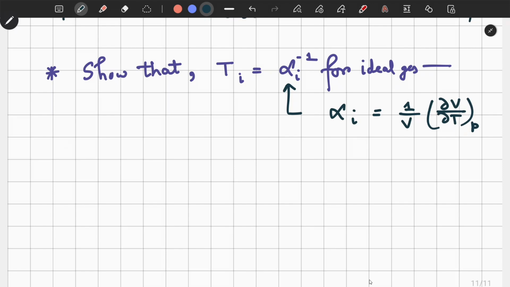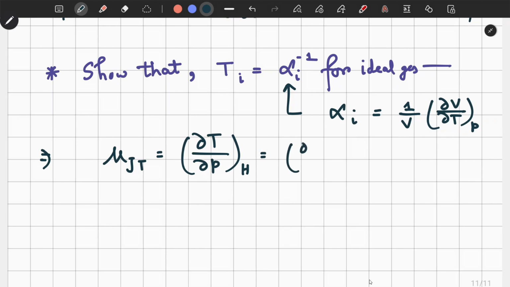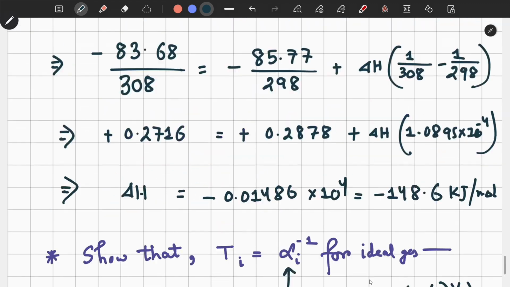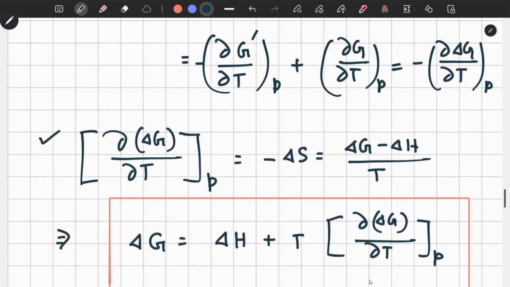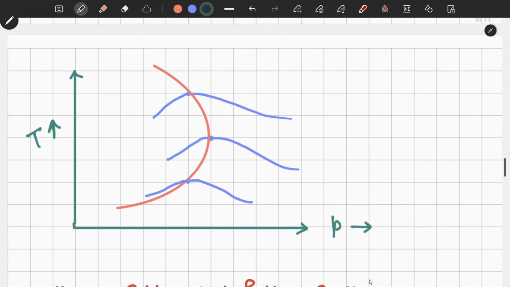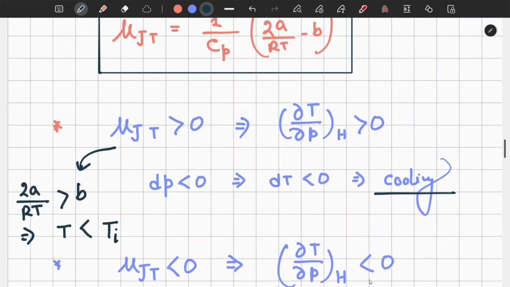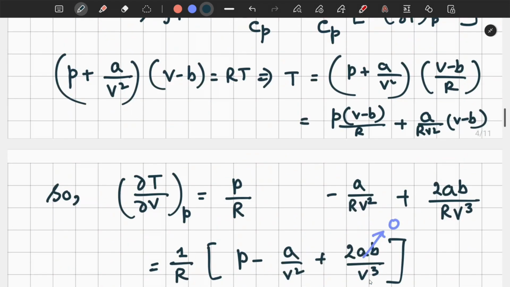So how can we do it? Ti is 2A by RV, but that is for Van der Waals gas. You can write it. This was del V del P. Check what the form was. 1 by Cp, T into del V del T at constant P minus V.